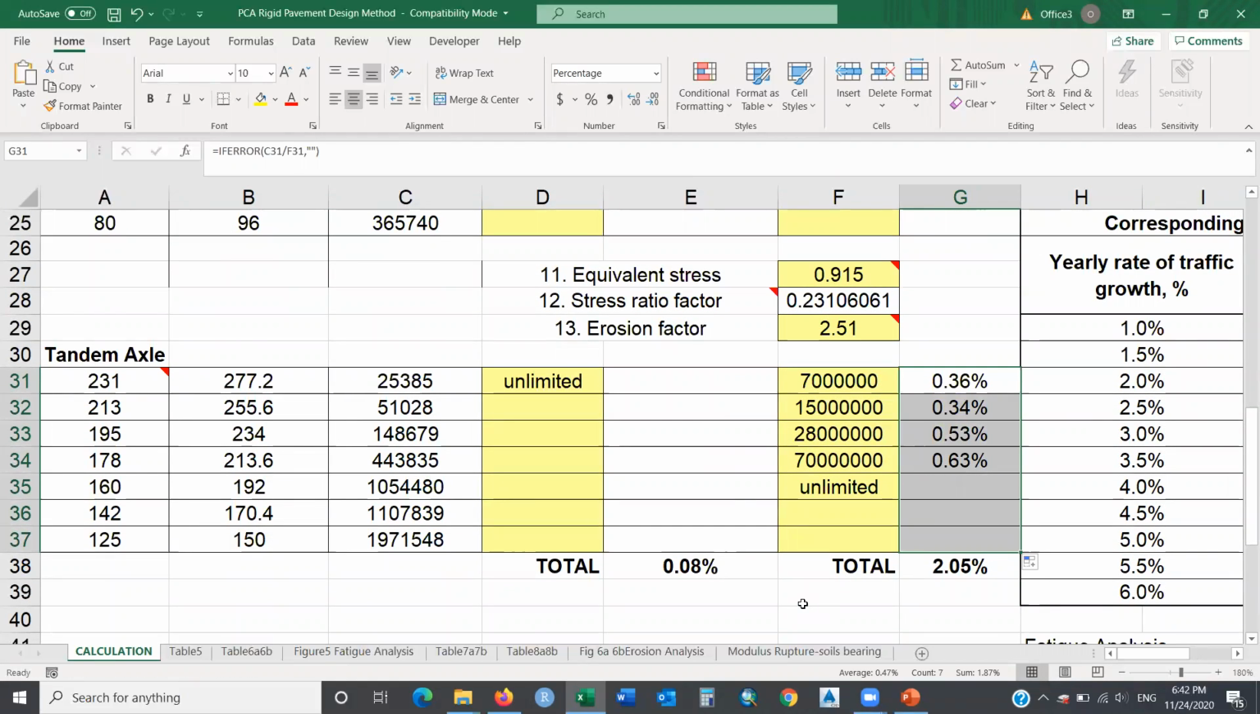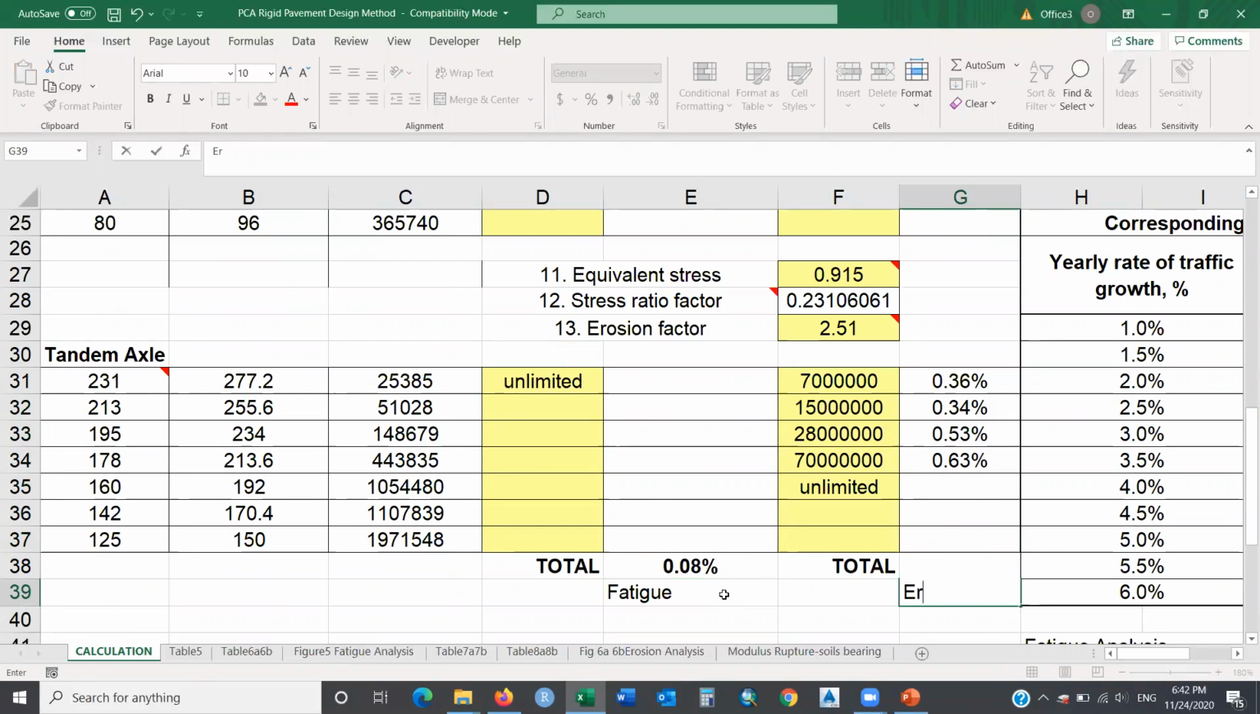So what is your conclusion? This is fatigue. This is erosion. And this is for 300 millimeter thickness. Conclusions, guys, so far. What shall we do? We accept the design. We go with the 300 millimeters. We reject the design.